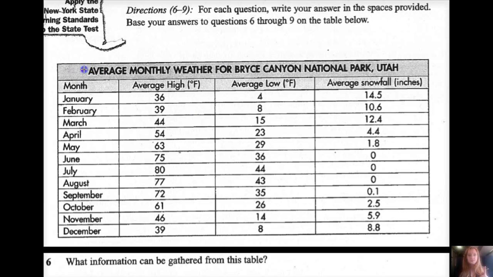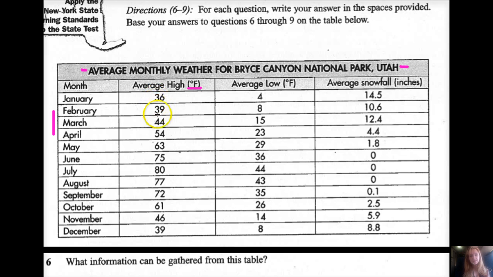So the title is, right here, the average monthly weather for Bryce Canyon National Park, Utah. All right, never been there, don't need to know about it to be able to read this graph. So the month, okay, so go January through December. Average high, and what they're talking about is with degrees Fahrenheit, they're talking about temperature. I know that because of the Fahrenheit.